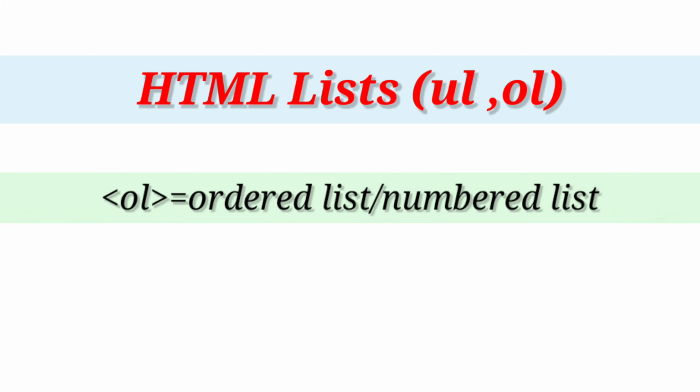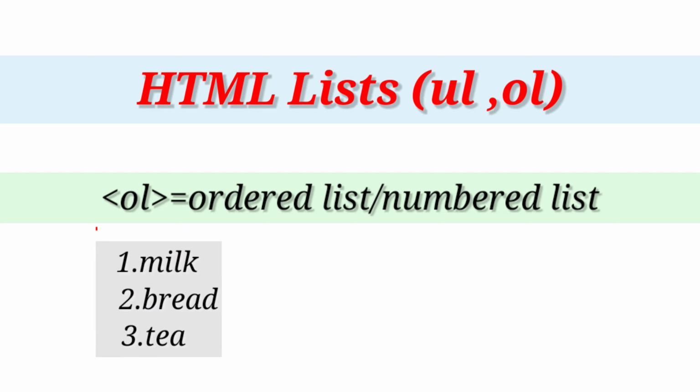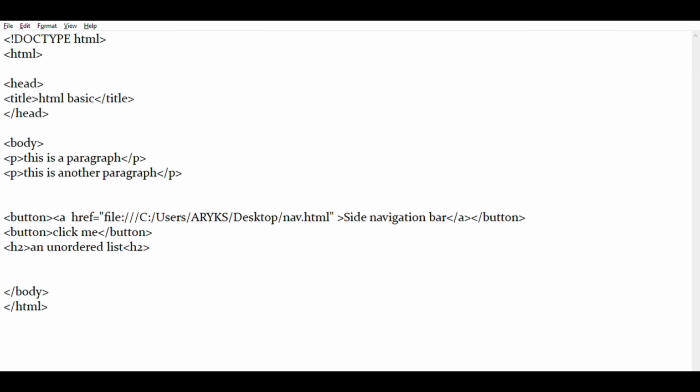OL tag means ordered list or numbered list. So you can see these all items are written number wise. So this is called ordered list. So let's do an example.